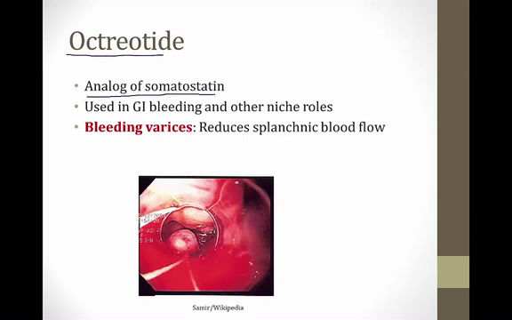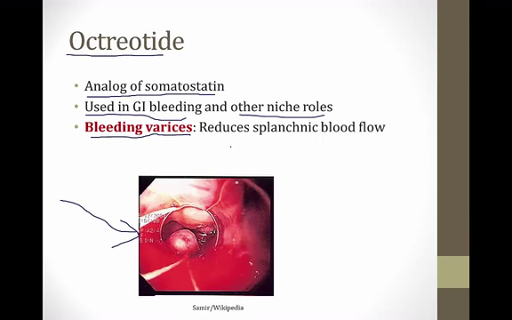The place where you will most often see it used is in upper gastrointestinal bleeding, although it has other niche roles, which I'll talk about on the next slide. When patients have a bleeding varices, a varices is a blood vessel in their esophagus or stomach. It occurs in patients with liver disease and portal hypertension. And when these blood vessels bleed, these patients can exsanguinate and die. This is a bleeding varices as seen on an endoscopy.